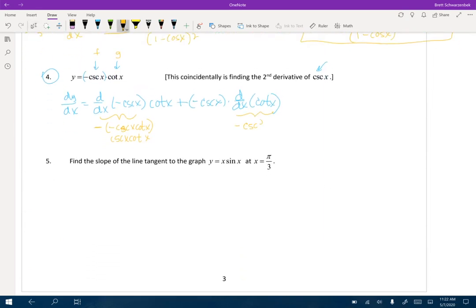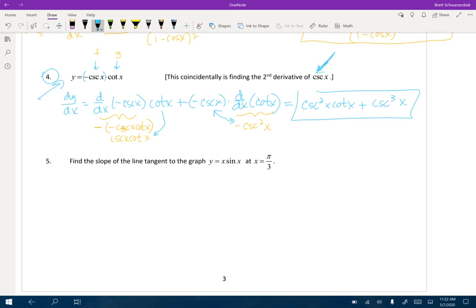Okay, so all we have to do is basically collect things together. If you look at this closely, we have cotangent times this, so that's going to be cosecant squared x cotangent x. We have this times this, so the negatives become a positive, and we get cosecant cubed x, which means this is the derivative of this, and also the second derivative of just cosecant.